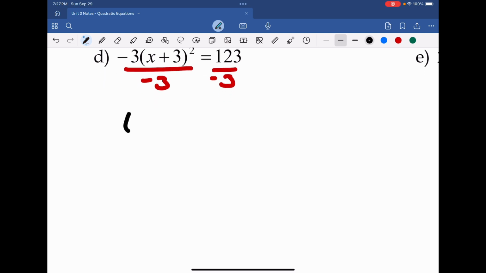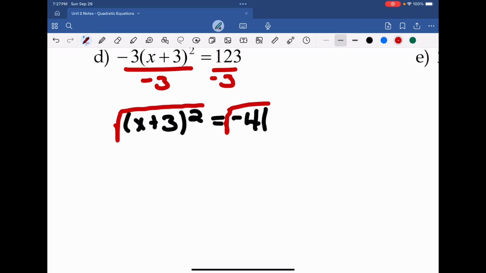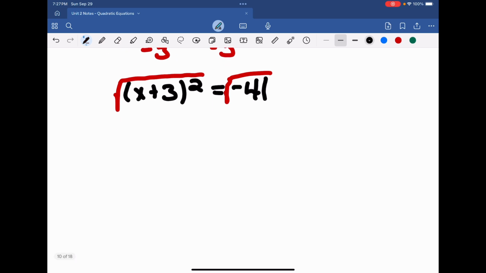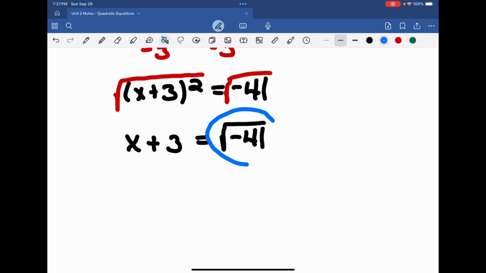And when you divide by negative 3, we're going to get x plus 3 all squared is equal to negative 41. I'm going to square root both sides as follows, because we always want to make sure we're square rooting so as to get rid of the square on the x plus 3 binomial. This gives us x plus 3 is equal to the square root of negative 41. And then you should be thinking, oh no, this is not good. Circle this, put a line through it. This cannot work. This is actually not a real number. If you square root a negative, it's a non-real number.